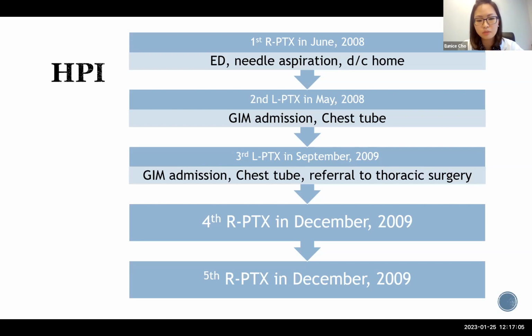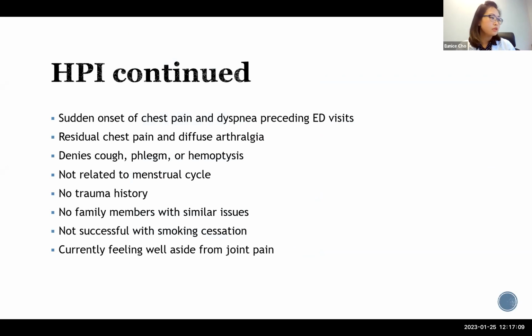But in the meantime, she kept having recurrent pneumothorax. She describes it as a sudden onset of chest pain and dyspnea leading to the hospital visits. After she had the first two, she knew right away when she was having a pneumothorax, and she knew when to go, because she said the pain is quite distinct, with that acute onset of shortness of breath. She knew right away that she was having it.